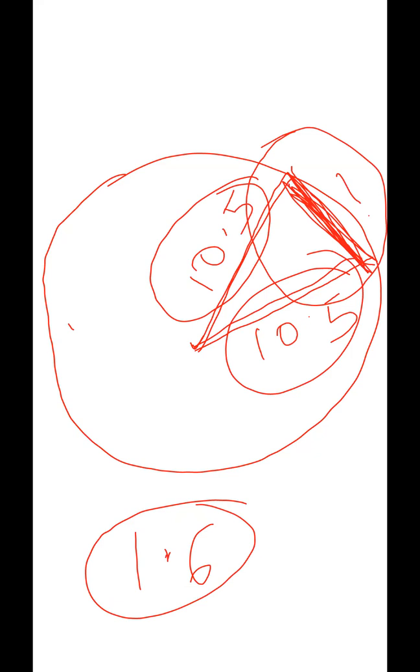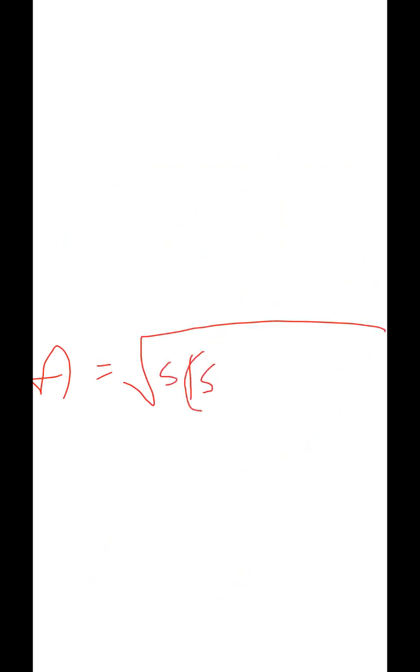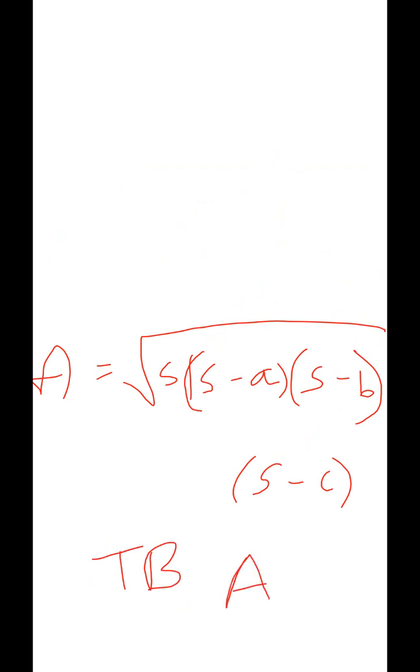Now Heron's formula is: area equals the square root of S into (S minus A), (S minus B), (S minus C), all inside the root. This is in continuation. It is there in your textbook also, in the area and perimeter chapter, on the second or third page. This is the formula to find the area.